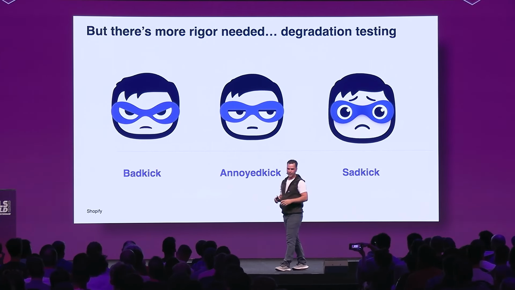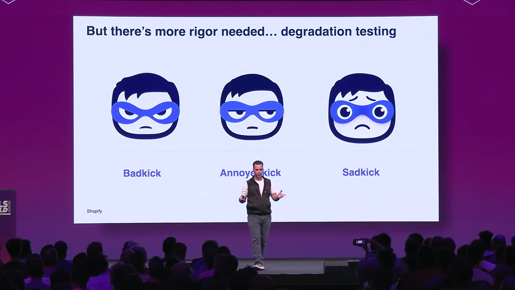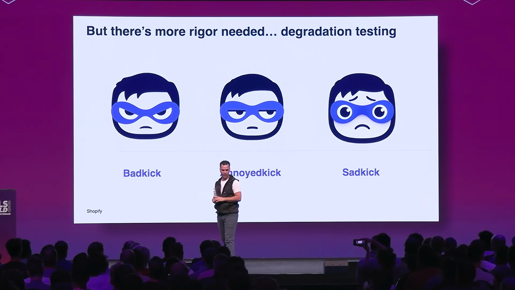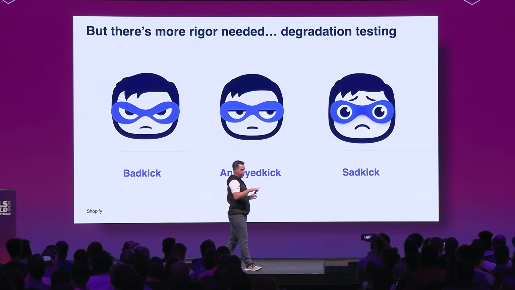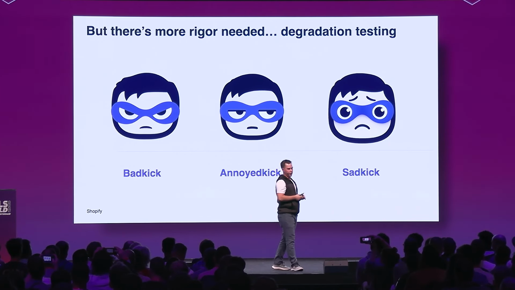So that's a pretty statistically rigorous way to make your judge, but there's more needed. Degradation testing is also very important. We have different versions of Sidekick called bad kick, annoyed kick, sad kick, and maybe an I'm-going-to-do-everything-but-fulfill-your-goal kick. You can run these as the candidate system. For bad kick, maybe it's always swearing at you or being very rude.